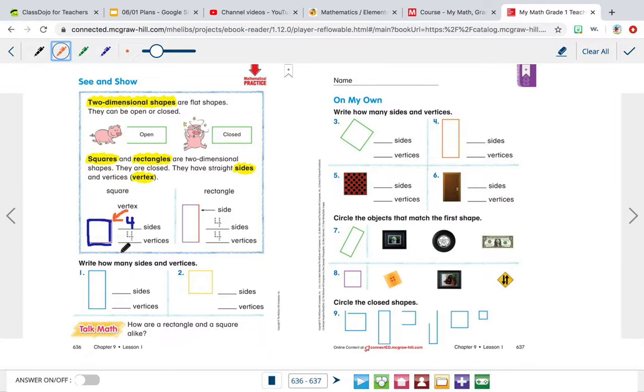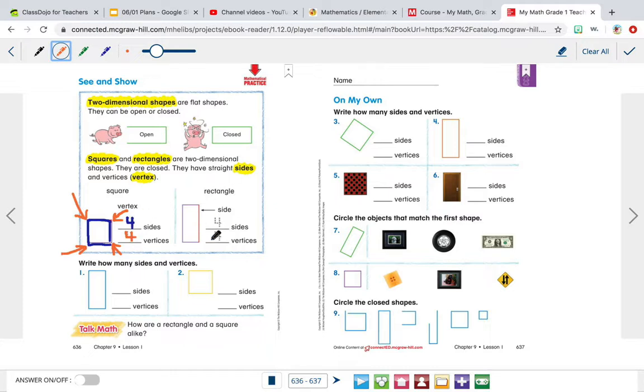So here's one vertex, 2 vertex. Here's another corner, 3 vertexes, and 4. You see? So the vertexes only happen on the corners. So we have 4 sides and 4 vertices.